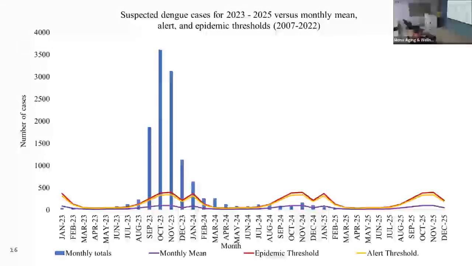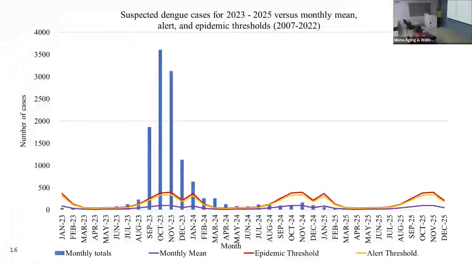Okay. The epidemic threshold, the alert threshold, the mean fluctuates. Dengue is seasonal. And what we're looking at for each month is the number of cases that we've seen for that month from 2007 to 2022. So we have the data from 2007 to 2022 and the number of January cases in 2007, 2008, in 2010, 2015, and we get the average.